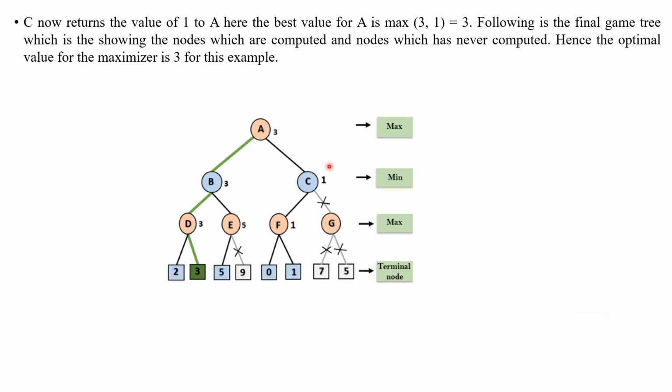Now the node value of C is 1, which is passed to the upper node A. For A, 3 is already there, and now C is passing 1. Since it is a maximum node, it has to find the maximum value. What is the maximum of 3 and 1? It is 3. This is the final game tree, which shows the nodes that are compared and the nodes that are never computed. Hence the optimal value for the maximizer is 3 for this example. Okay, let us stop with this one.